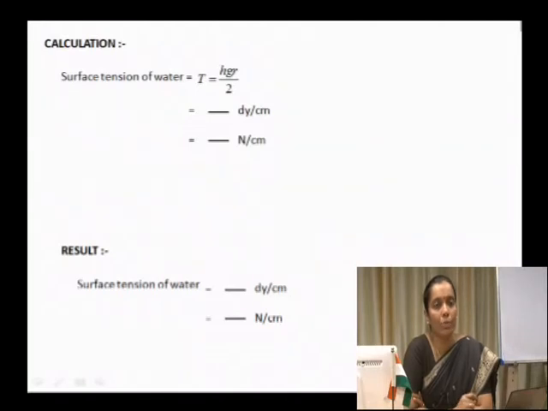The formula has to be slightly modified for other liquids. As I told, the formula will change as d g h r by 2 cos theta, where d is the density of the liquid and theta is the angle of contact of the liquid.